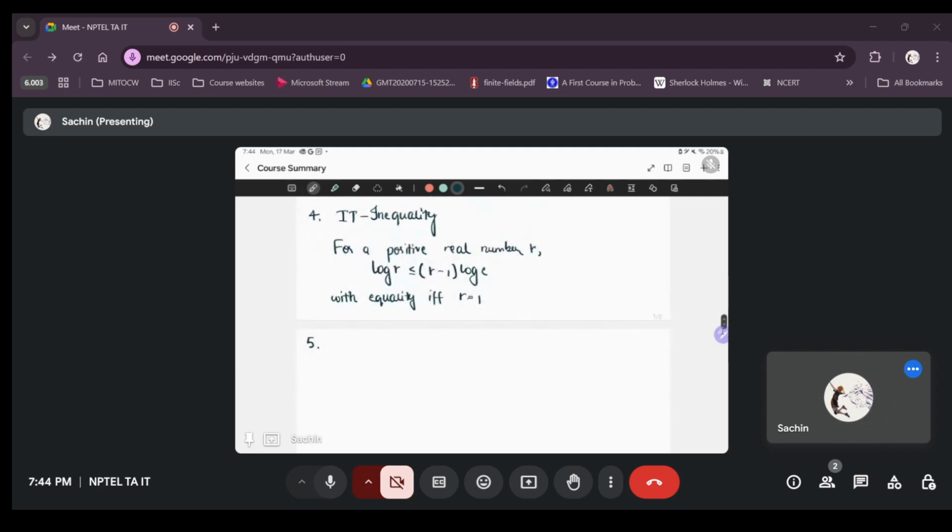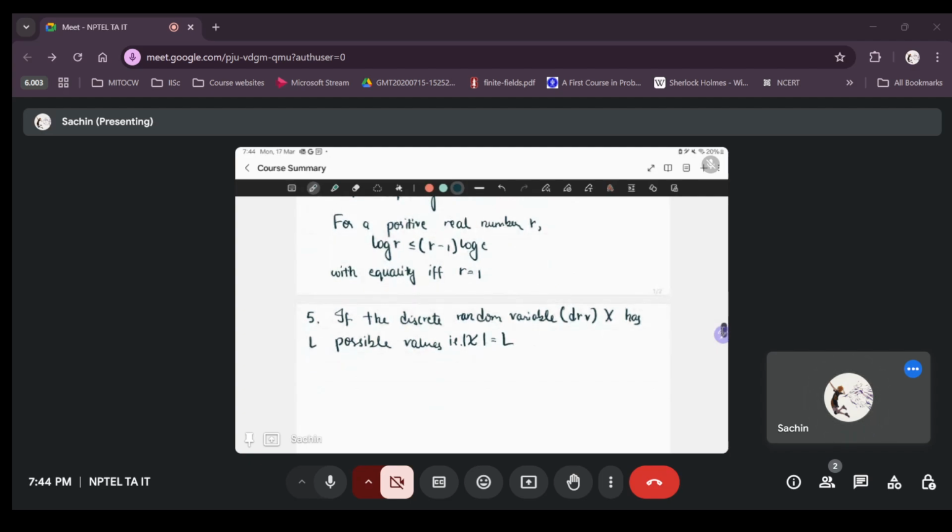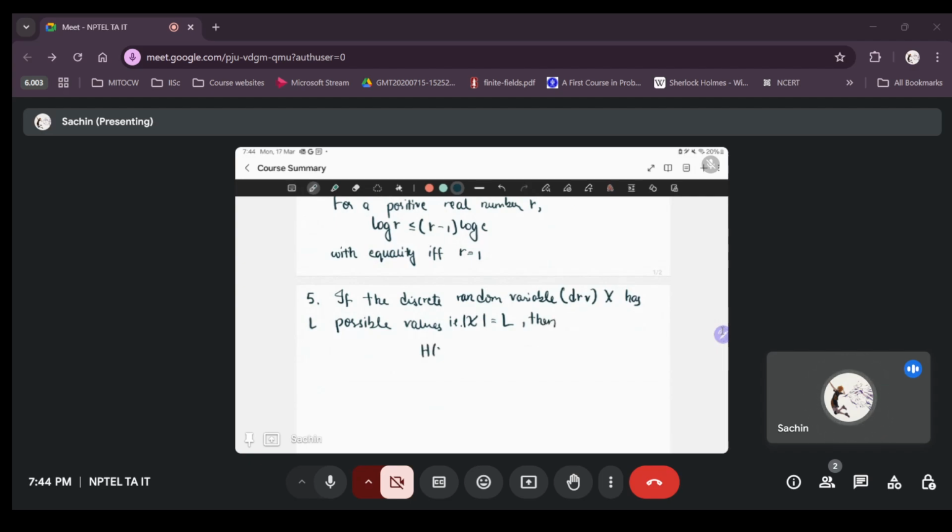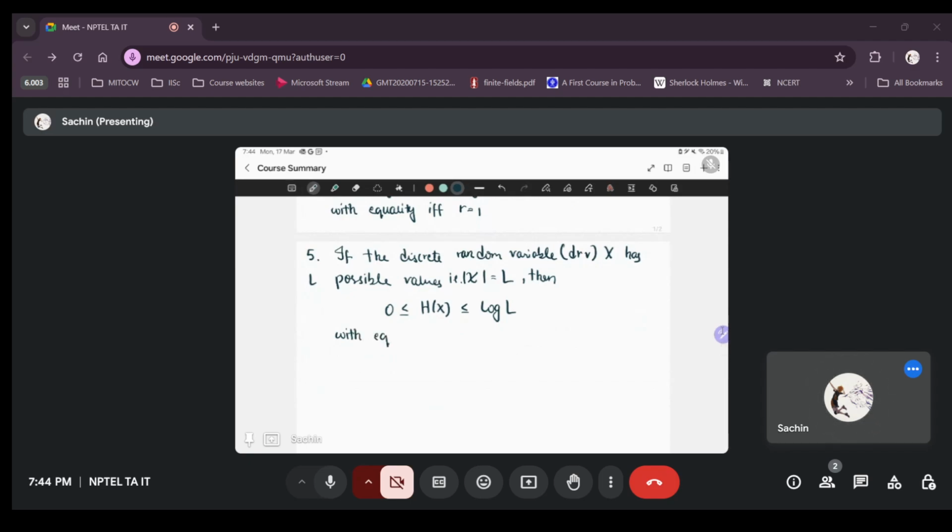And we have properties of entropy. If the discrete random variable x, so from now on I'll write discrete random variable as drv, has L possible values, that is cardinality of script x is L, from which x takes the values, then h of x lies between 0 and log L with equality if and only if px of x equals 1 for some x. So there are two equalities here.